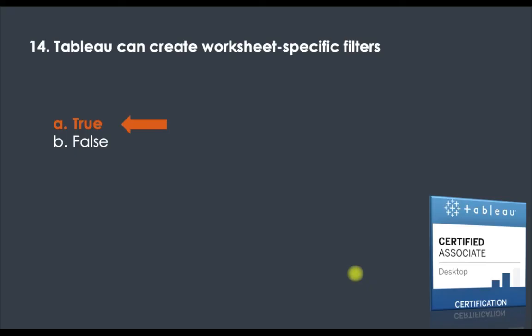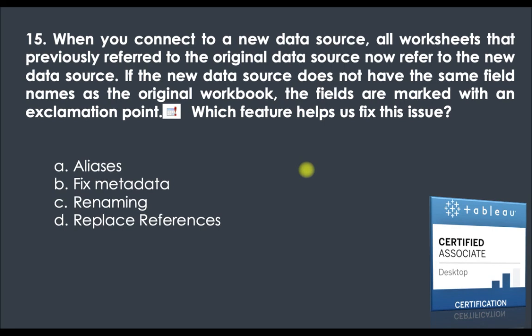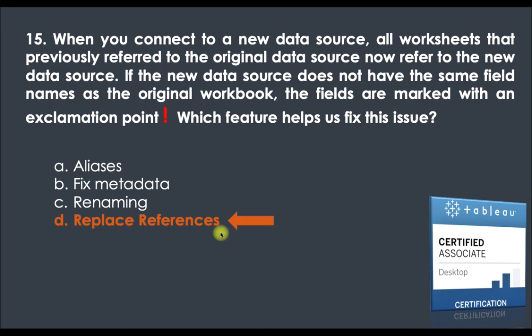Okay, then when you connect to a new data source, all worksheets that previously referred to the original data source now refer to the new data source. If the new data source does not have the same field names as the original workbook, the fields are marked with an exclamation point. Now, which feature helps us fix this issue? Now, since the data source is changed, so definitely renaming and aliases will not be useful. Fix metadata, there is no such option. So only option left is replace references, and this is the answer.